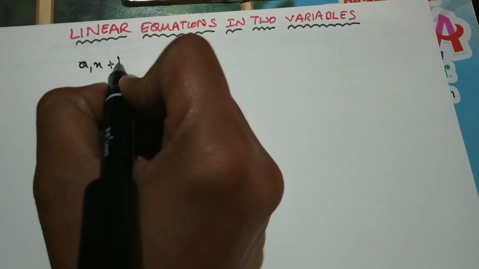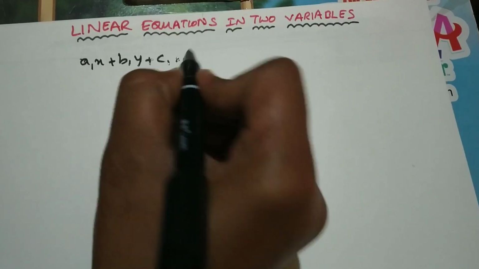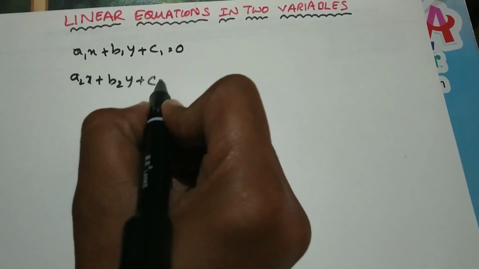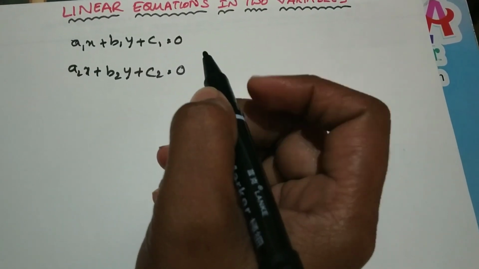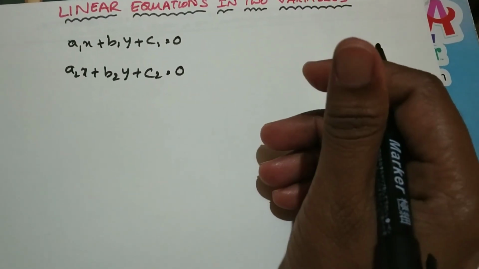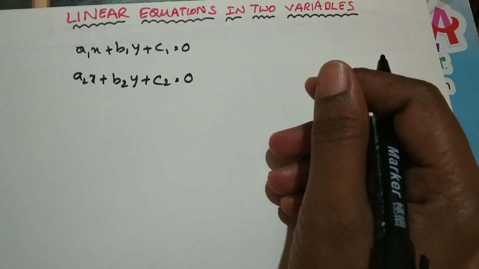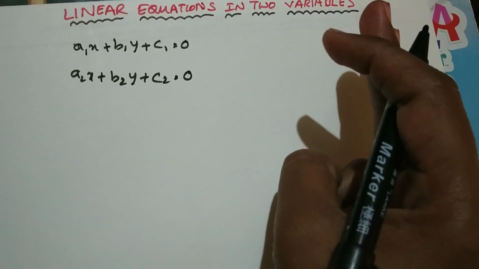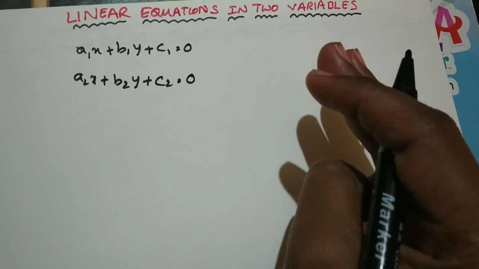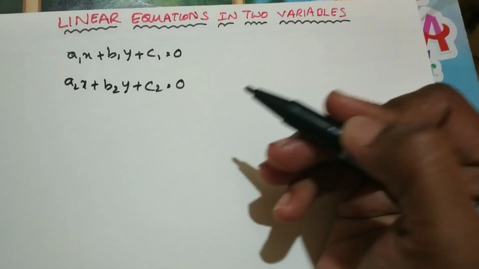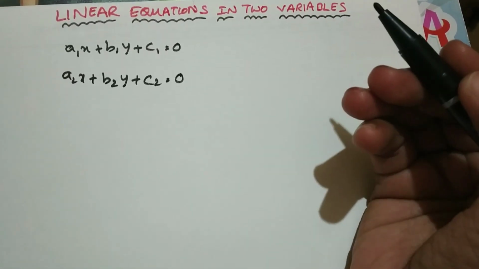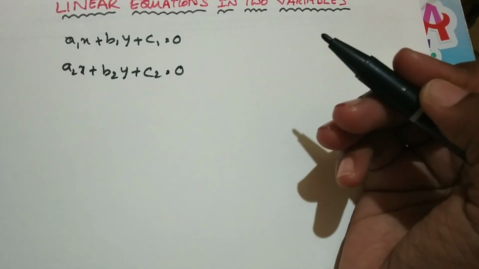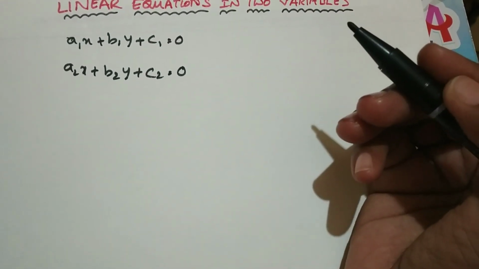Suppose a1x plus b1y plus c1 is equal to 0 is one linear equation, and a2x plus b2y plus c2 is equal to 0 is one more linear equation. Any equations solved graphically, whether consistent or inconsistent, have only three ways. If you remember these three ways, you can easily tell how the graph will come. Either intersecting lines, parallel lines, or coincident lines will come.